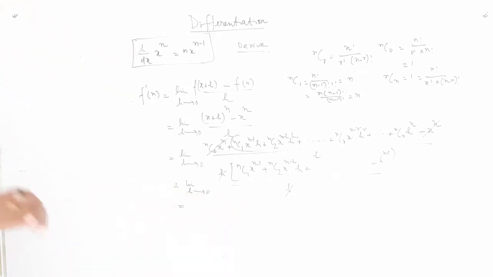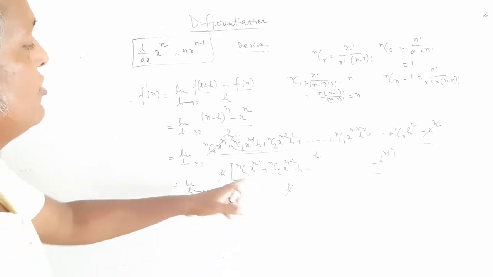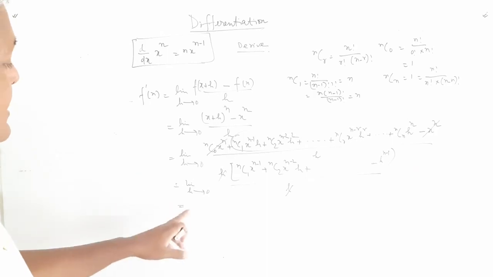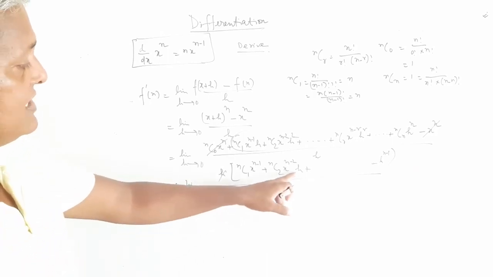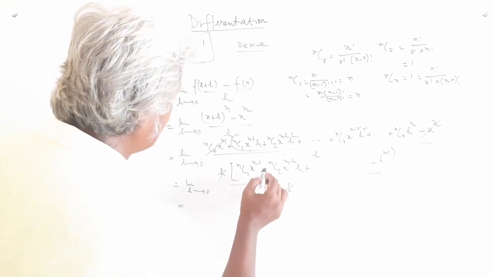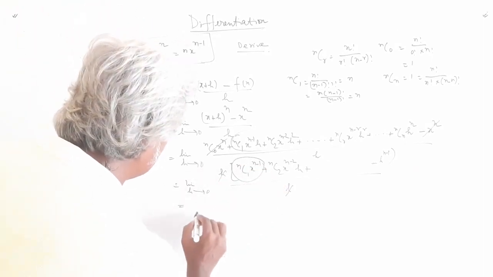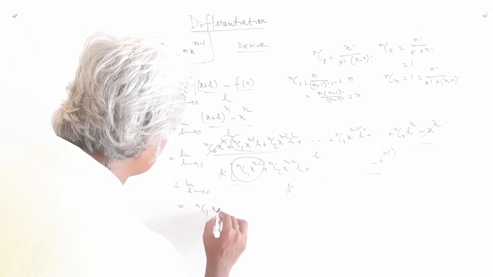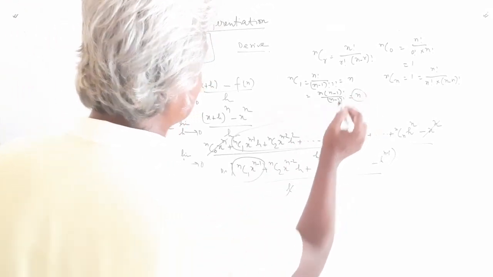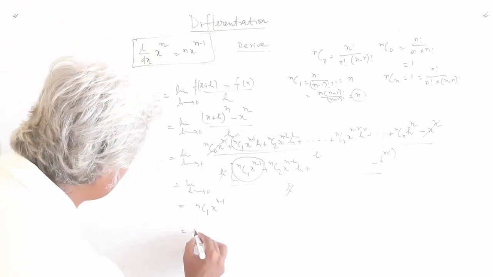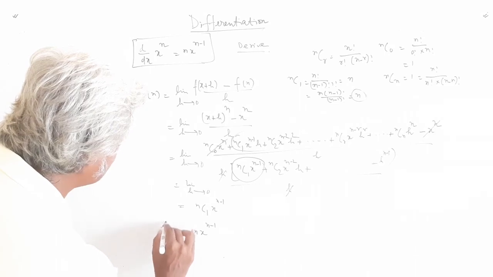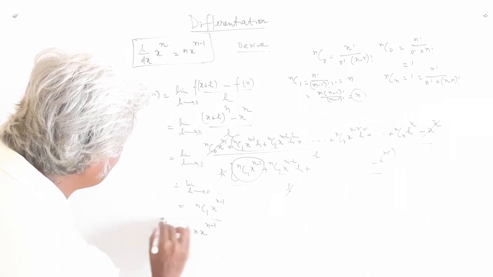Now you can put the value of h directly, because this is going to be a defined value, it's not undefined, so you can put the value directly. So put h as 0. So now this term is 0, and every term after that will become 0. Then what will be left? You'll only be left with this one, which is nC1 x to the power n minus 1, and what is nC1? This is n, so this becomes n x to the power n minus 1, and this is your f dash x.